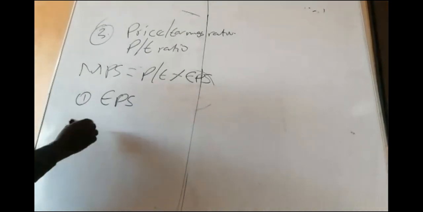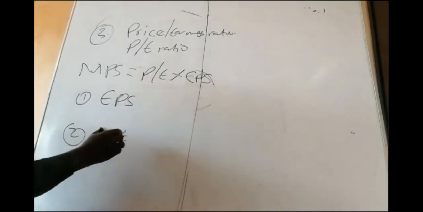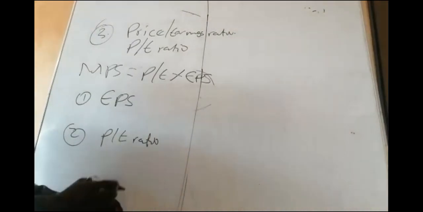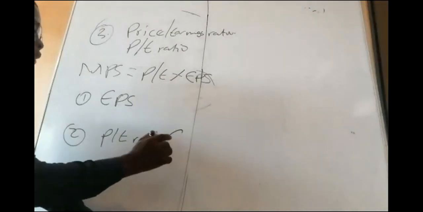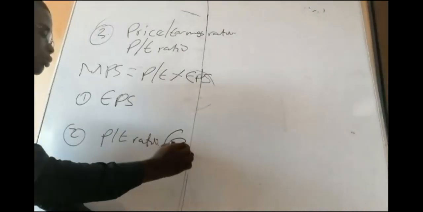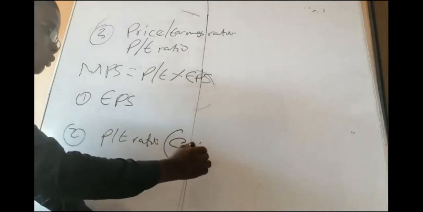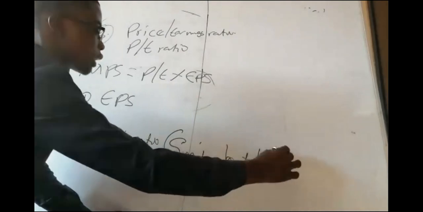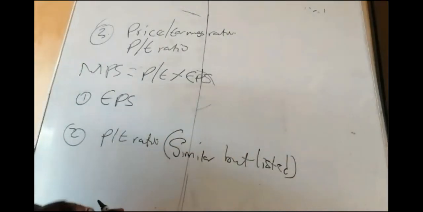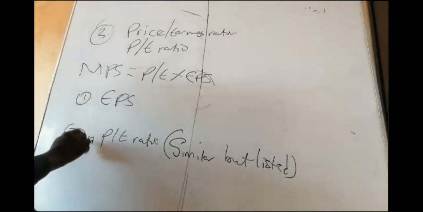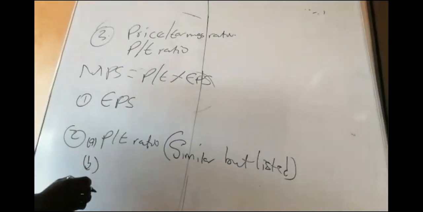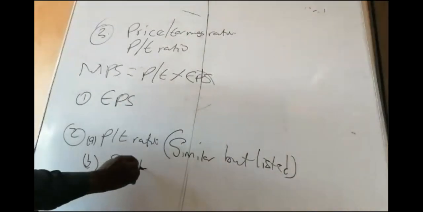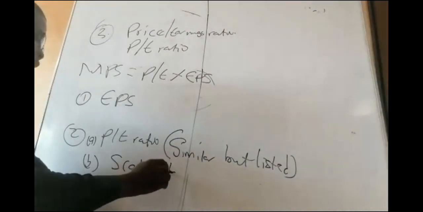Step 2, calculate the PE ratio for a similar but listed company. Then after getting it, that's A, to B, you scale it down. So assume a risk factor and scale it down. To scale down what?